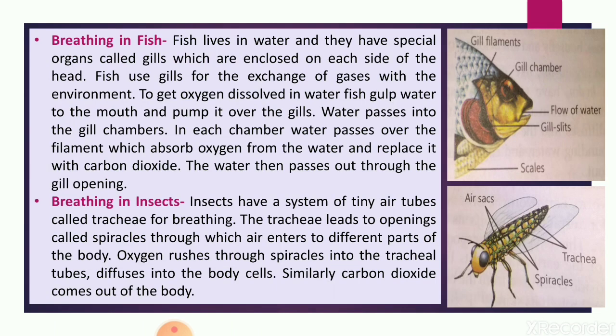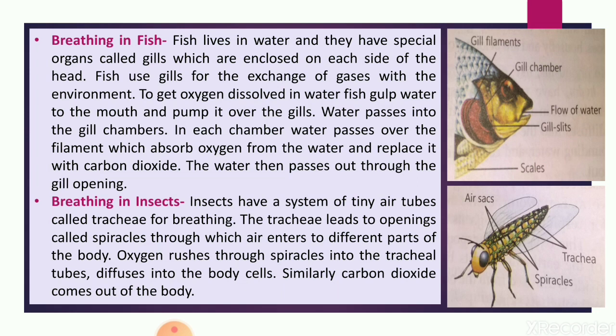Now, breathing in fish. As we know, there are many animals that live in water, and animals living underwater have gills for breathing. Gills are the organs which help the animal living in water to use oxygen dissolved in water. Gills are projections of the skin, which means they are formed from the skin only, and gills have blood vessels for the exchange of respiratory gases, oxygen and carbon dioxide.